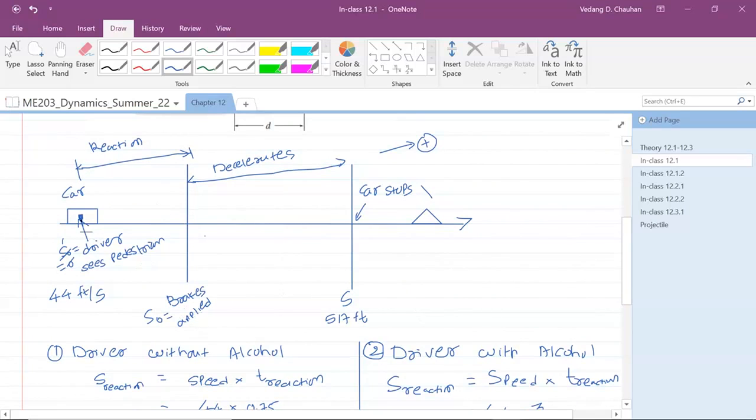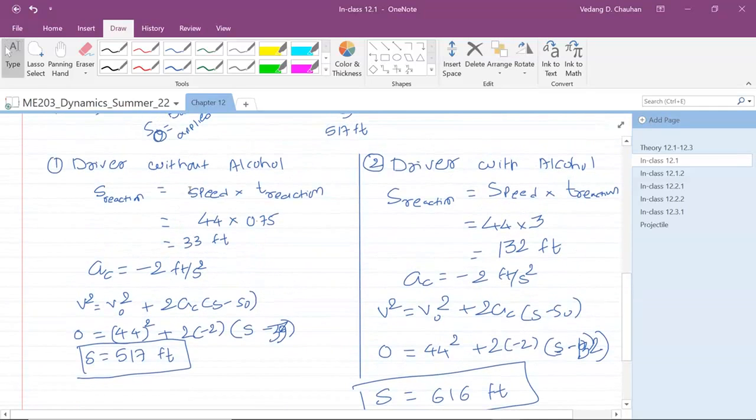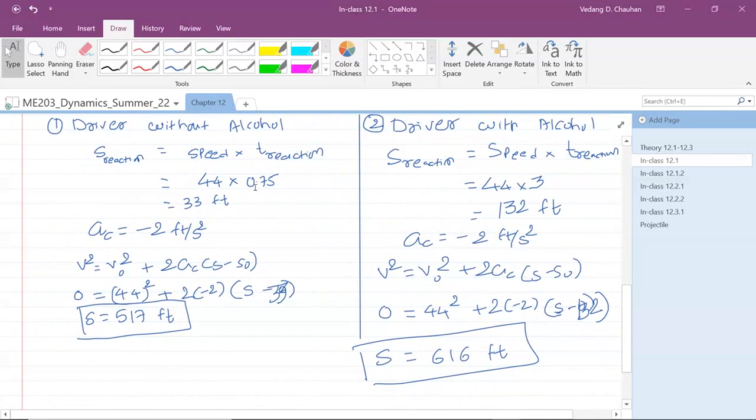So once again, I would like to remind you that we don't define this position as S0. That's just our reference point or origin of the coordinate system. S0, or initial position when brakes are being applied, is the position of the car at the end of the reaction phase. So that distance is different for the driver with alcohol and without alcohol, and that changes the final answer.